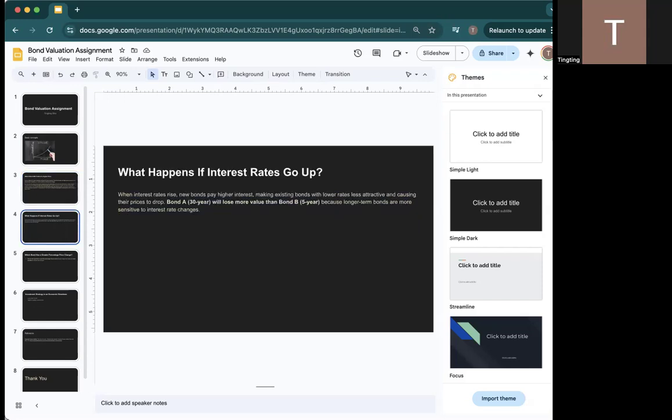So what happens if the interest rate goes up? Bond prices and interest rates move in opposite directions. When interest rates rise, new bonds pay higher interest, making existing bonds with lower rates less desirable. As a result, their prices drop.